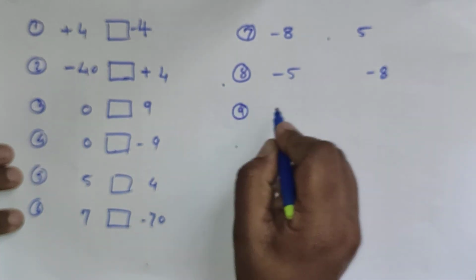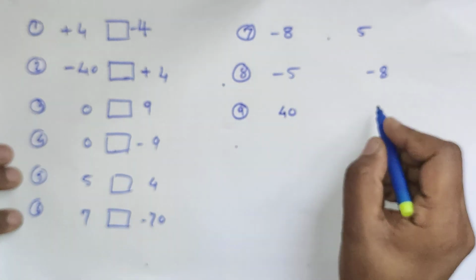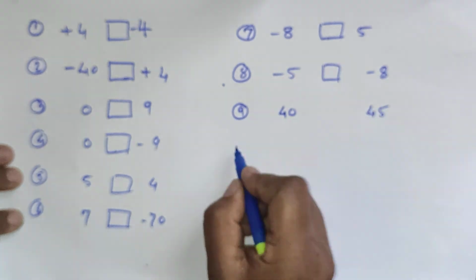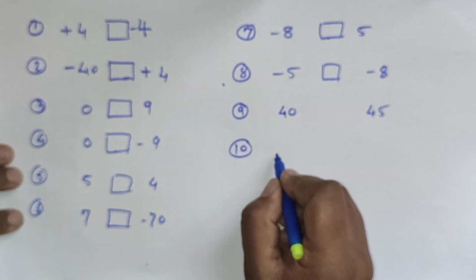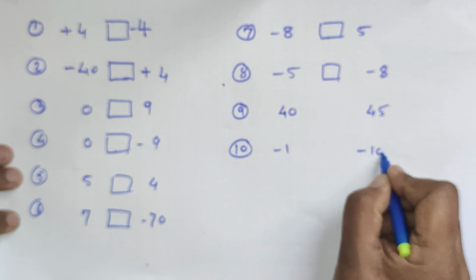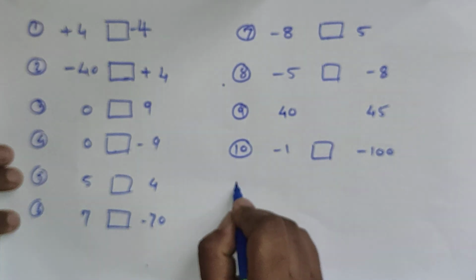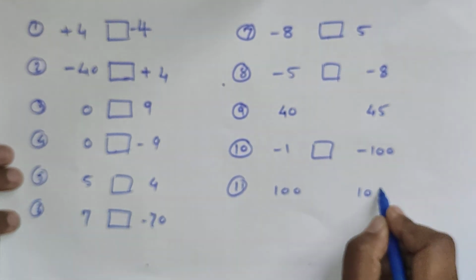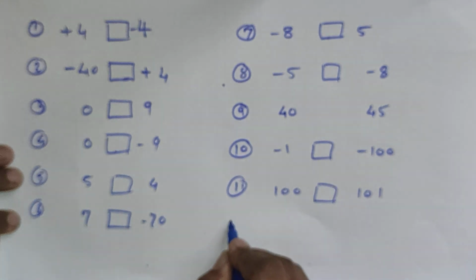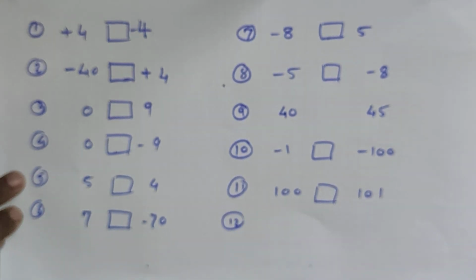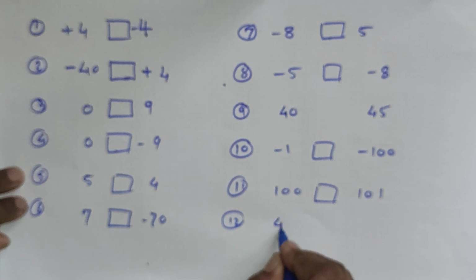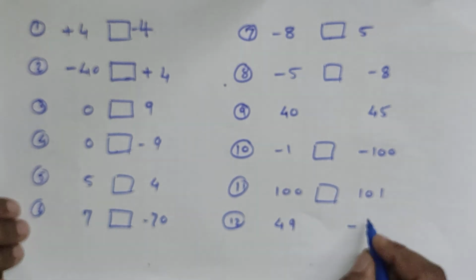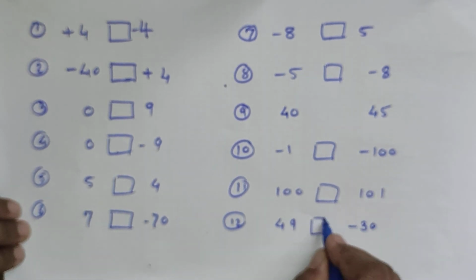Then ninth example, we will take 40 and 45. And the 10th example we will take is minus 1 and minus 100. 11th example we will take 100 and 101. And the 12th example we will stop here only after this example: 49 and here we will take minus 30, and we have to solve these examples.